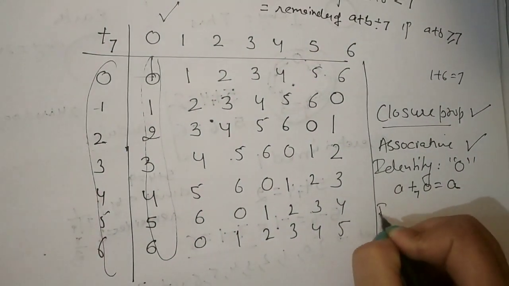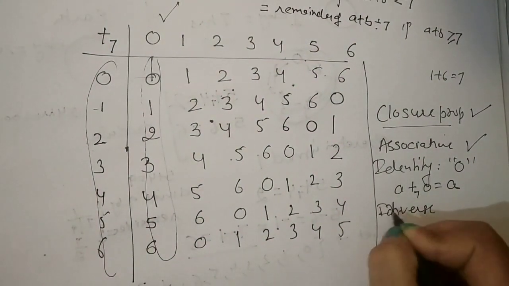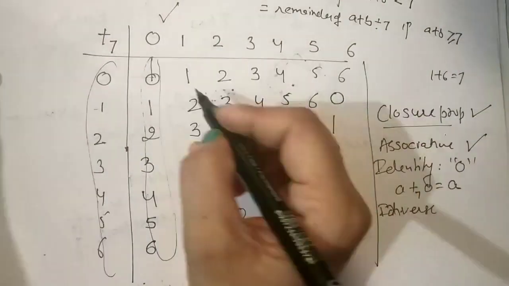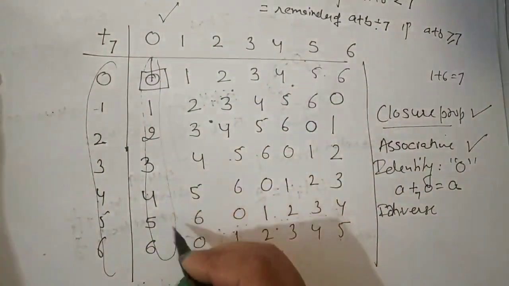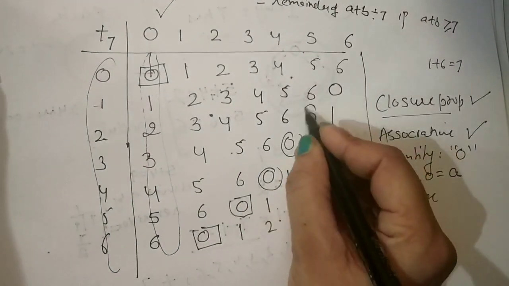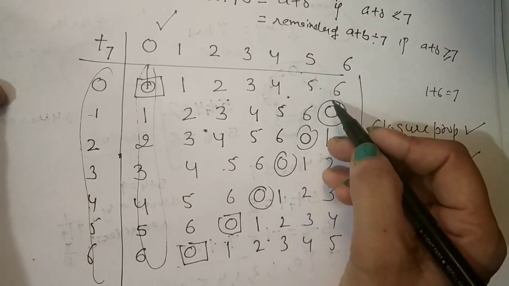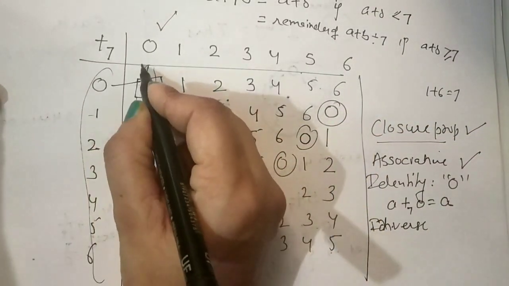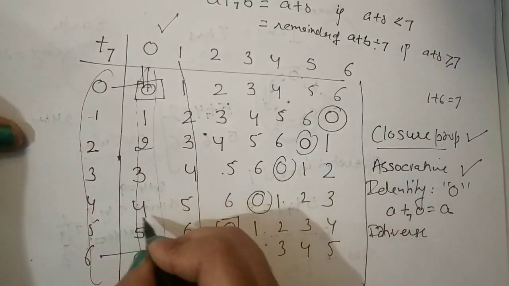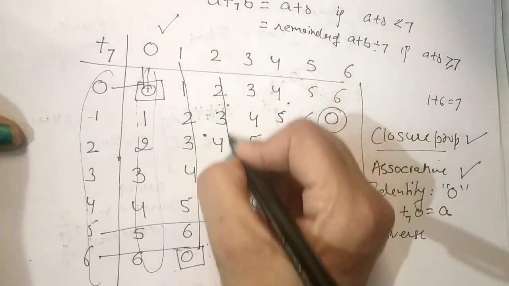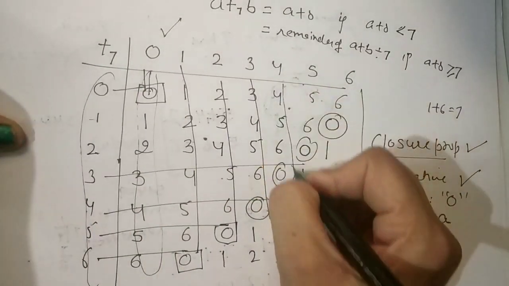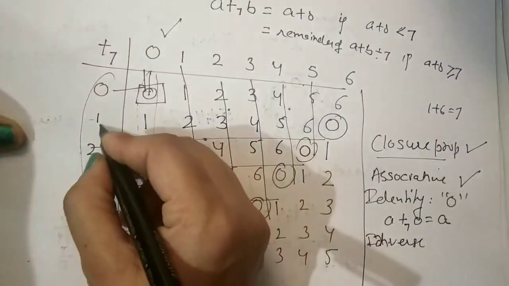Now the next property, inverse. Inverse is obtained when you identify the identity element on the composition table. So I circle the identity element everywhere. So identity element is the composition of two elements which are inverse of each other. Like inverse of 0 is 0. Inverse of 6 is 1. Now inverse of 5 is 2. Inverse of 4 is 3. Inverse of 3 is 4. Inverse of 2 is 5. Inverse of 1 is 6.